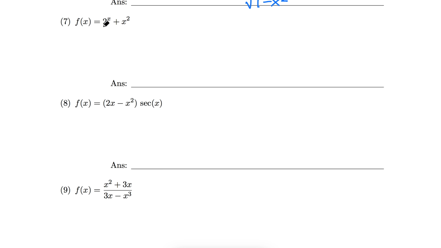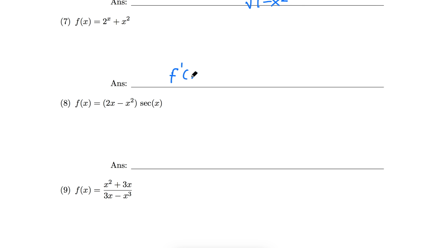For this one, we have a sum of an exponential function, which is 2 to the x, and a power function, x squared. Note that exponential functions have numbers on the base and x on the power, and the power functions have the other way around. They will have x in the base and number on the power. That's how we identify them.